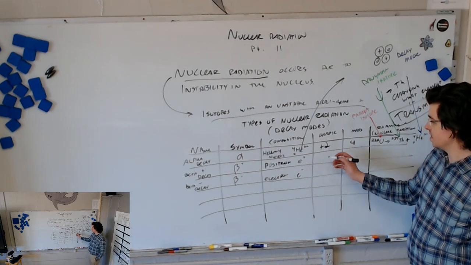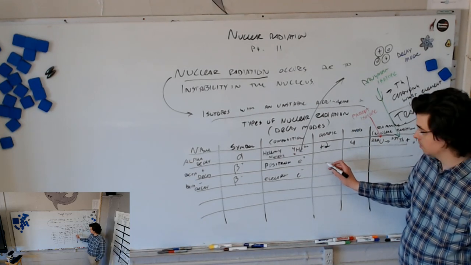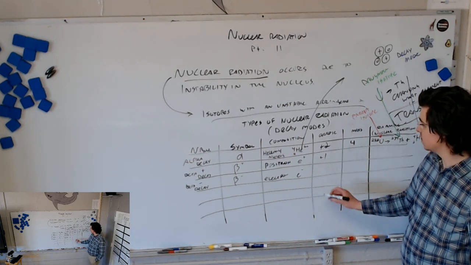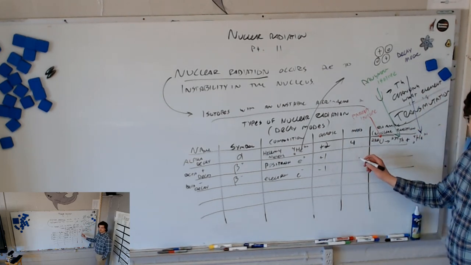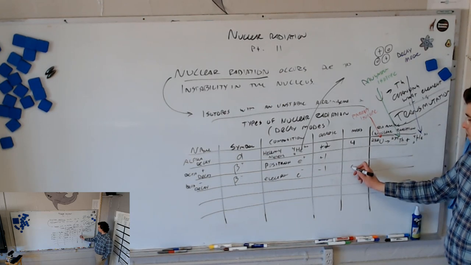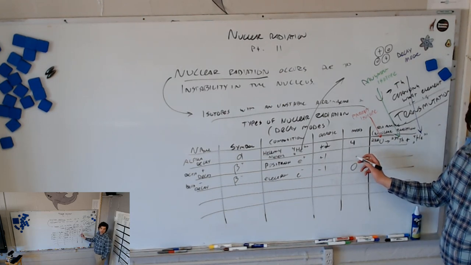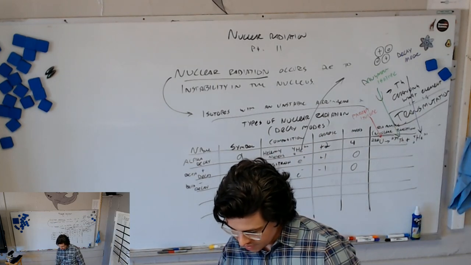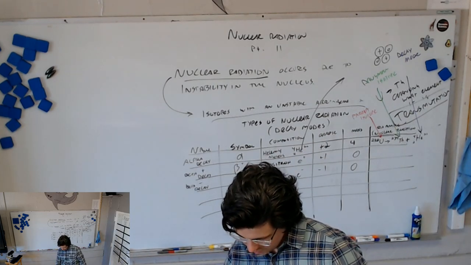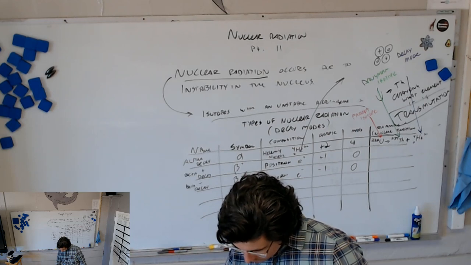The charge, this is easy, what's the charge on the positron, do you reckon? Plus one. Charge on the electron, or the beta minus, is minus one. Mass, you know this. What's the mass of an electron? Zero. What's the mass of a positron, then, do you think? Zero. I have to find some examples of this that aren't uranium. We just did uranium. We wanted to be a little bit more exciting.